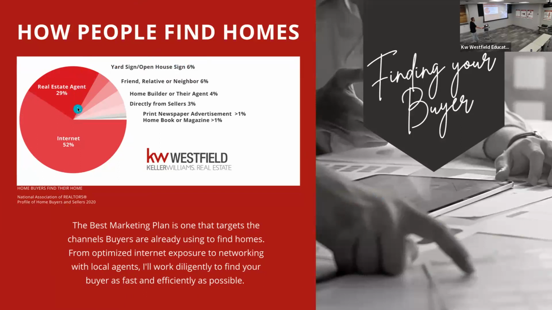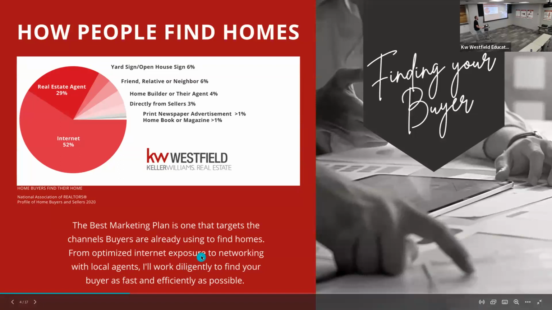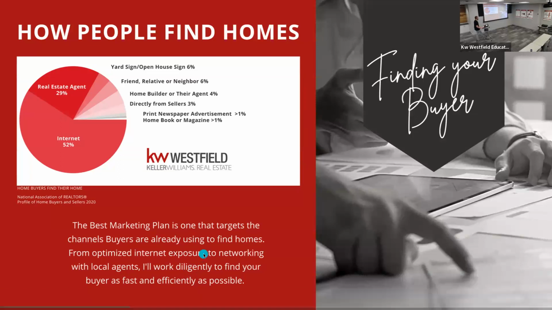In 2020, statistically, 29% of people found their house from their real estate agent. 52% found it from the internet. I need to update this, obviously, it's from 2020, but whatever. In my mind, the best marketing plan is one that targets channels that buyers are already using to find houses. So my personal marketing plan is very heavy on the first two, since statistically, that's where you're going to make your money, but we also include everything else.